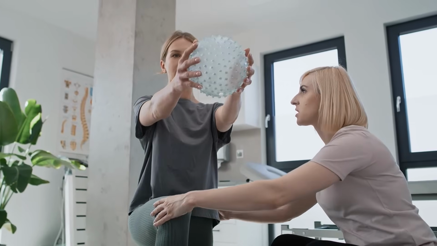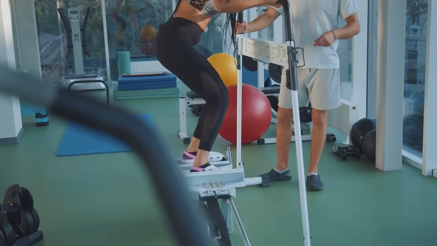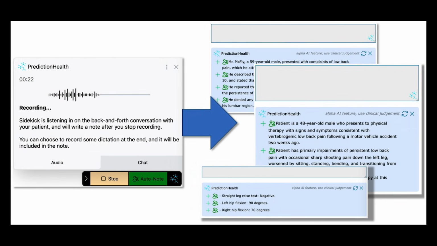You ask them what brought them in. You ask for all of the usual signs and symptoms, aggravating factors, etc. You can do your physical exam, of course, do some interventions, and you can do an assessment. And you don't have to call anything out word for word as if you're dictating. You're just literally talking to the person.